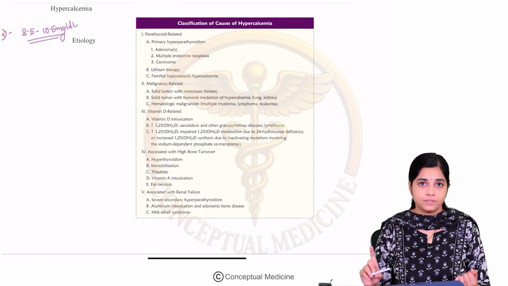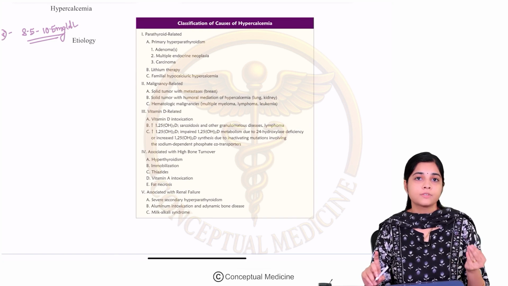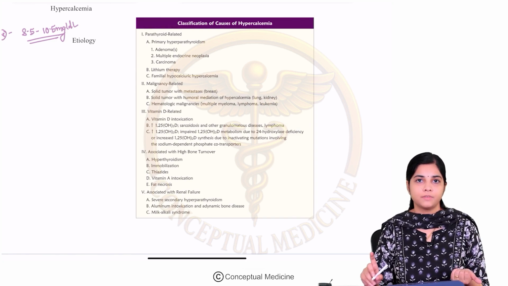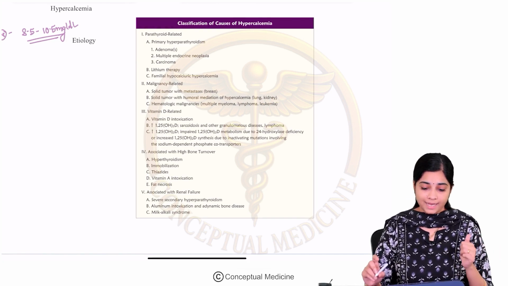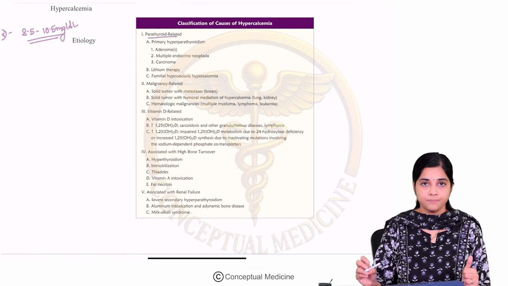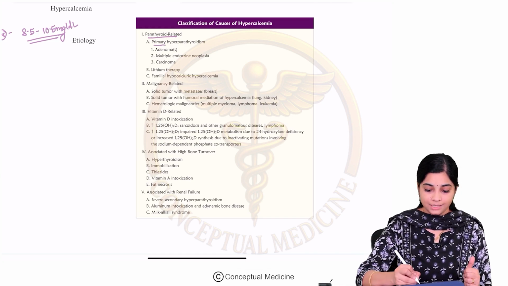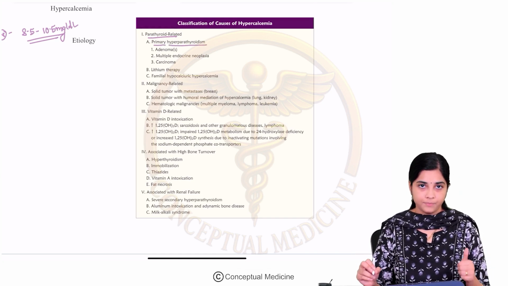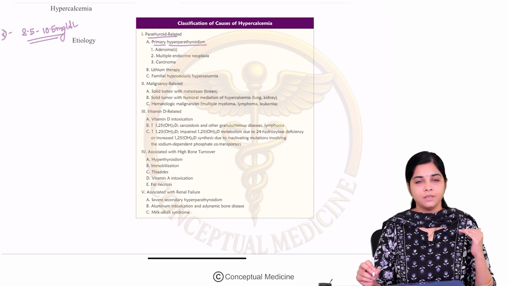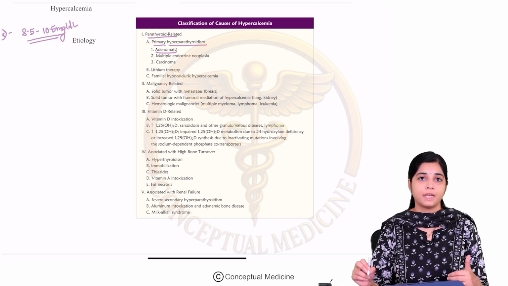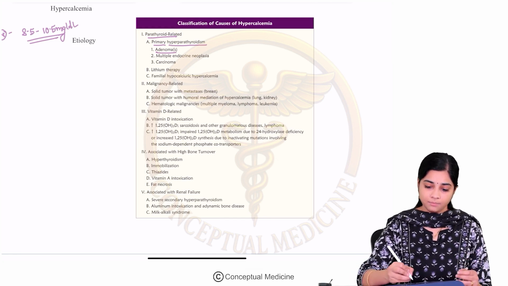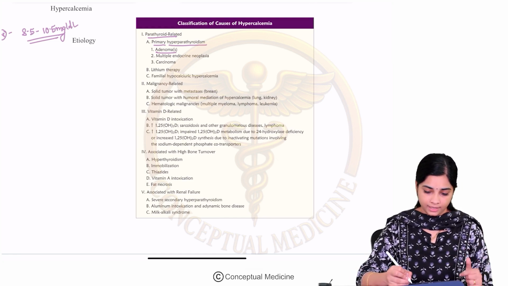First, PTH is the hormone which is responsible for increasing the serum calcium level. So conditions where the parathyroid hormone is increased, so parathyroid related, let us see. First is primary hyperparathyroidism. This can be because of what? It can be because of a parathyroid adenoma, which is a benign tumor of the parathyroid gland. There can be increased PTH production, so increased calcium.